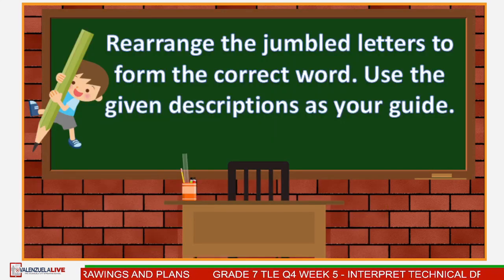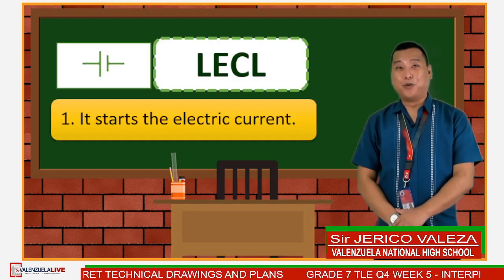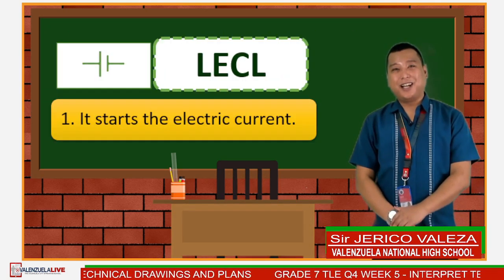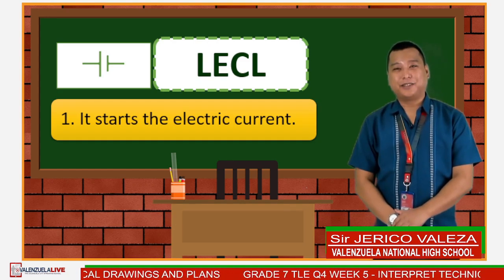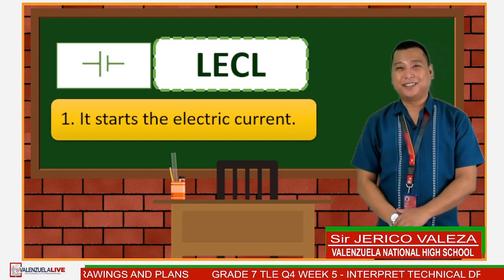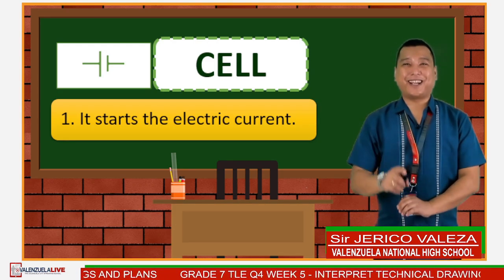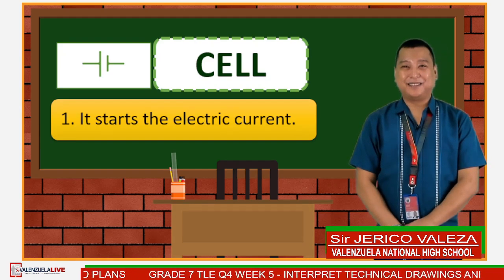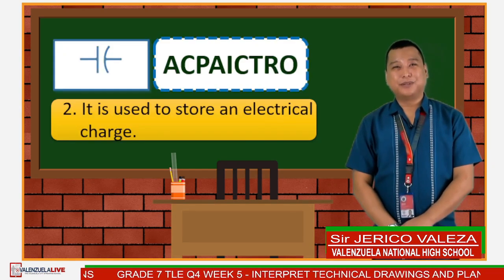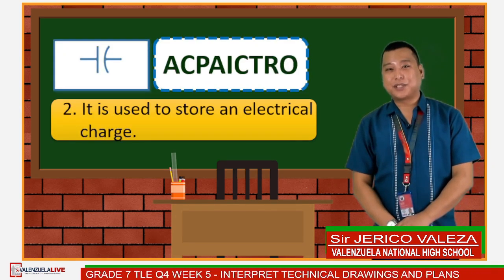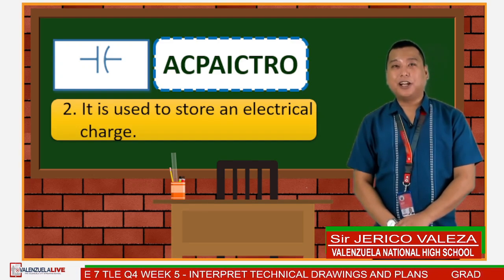Now, you're going to rearrange the jumbled letters to form the correct word. The description is given to serve as your guide. Number 1. It starts the electric current. What is the answer? Correct. Cell. Number 2. It is used to store electrical charge.